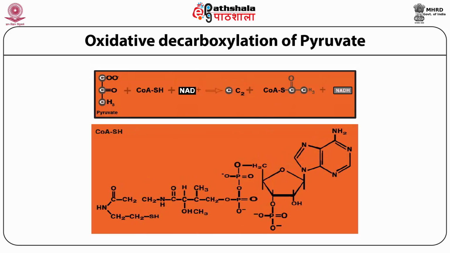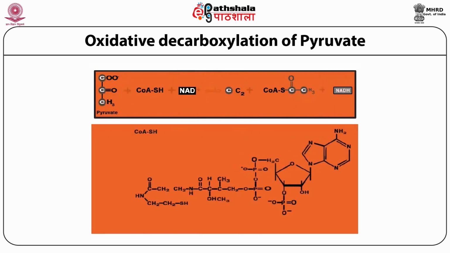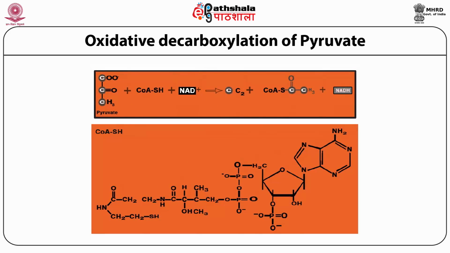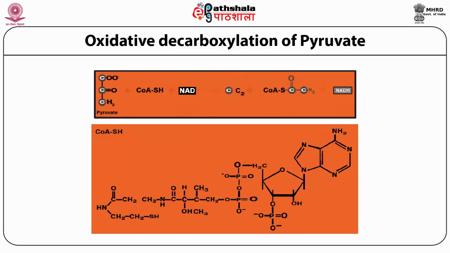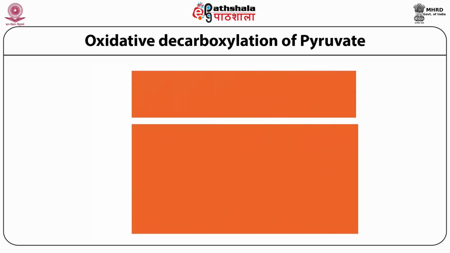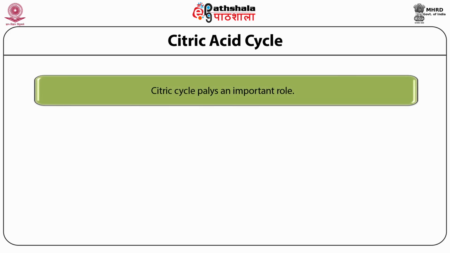So pyruvate actually contains 3 carbons. Now it becomes 2 carbons. Since the reaction involves both an oxidation and a loss of carbon dioxide, this process is called oxidative decarboxylation. Now we have already had a look at the glycolysis and oxidative decarboxylation step. Now let's move to the next part, where this acetyl coenzyme A enters the citric acid cycle.